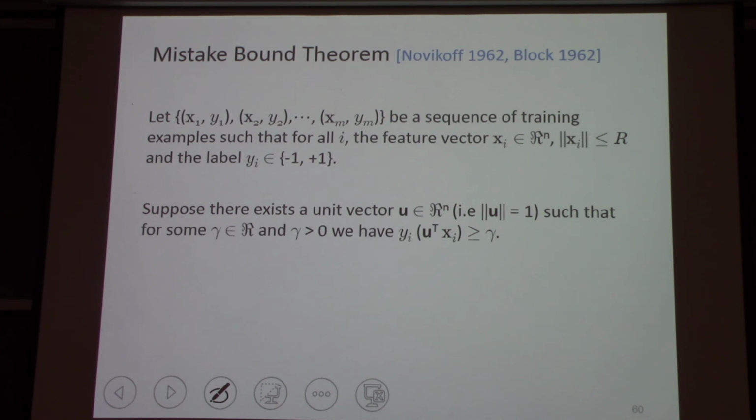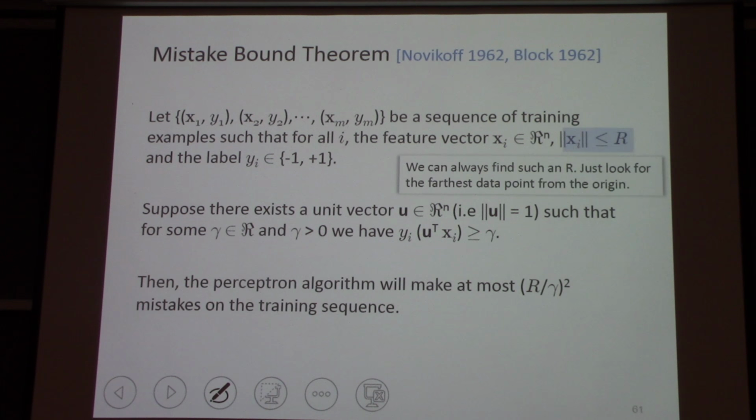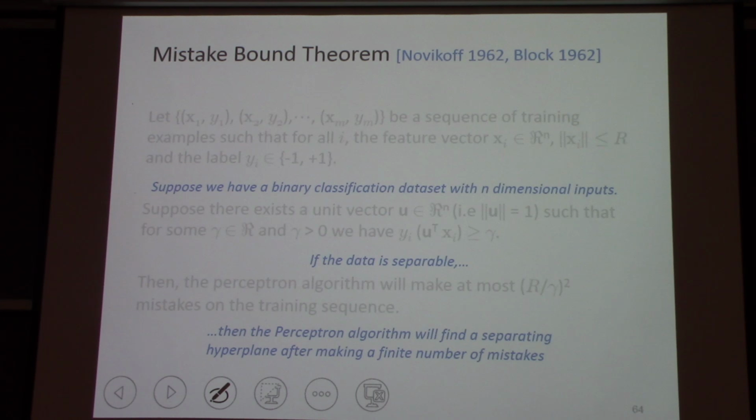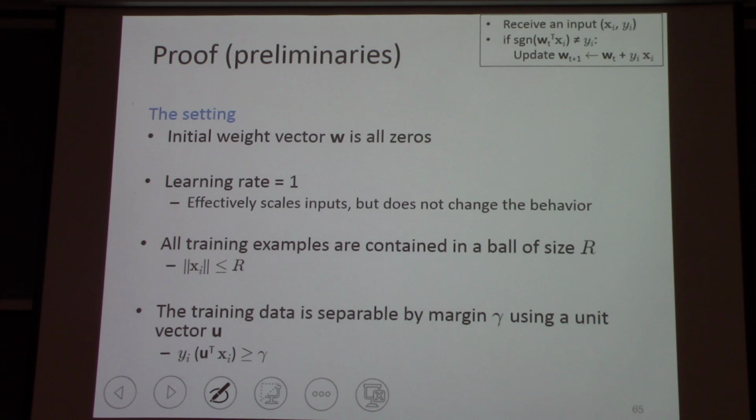Okay, so now that we have only 20 minutes left, I think that should give us enough time to go over the proof. The theorem simply says, if the data set is linearly separable, then the perceptron algorithm will find a linear separator. To prove this, we need to make a few assumptions.